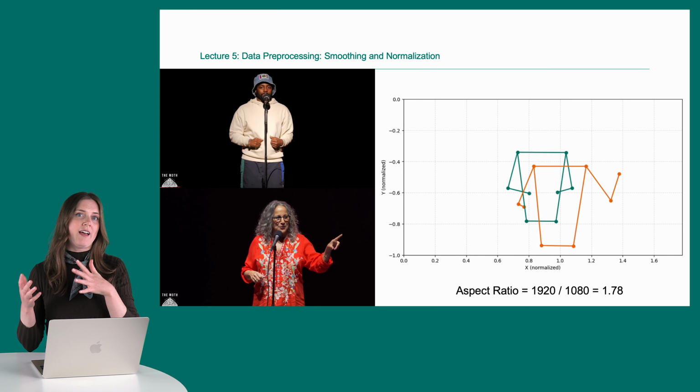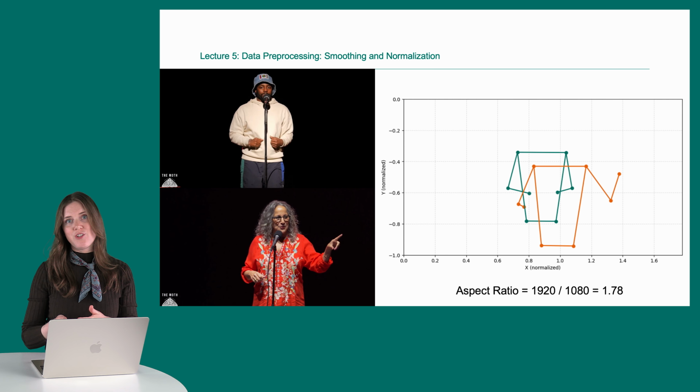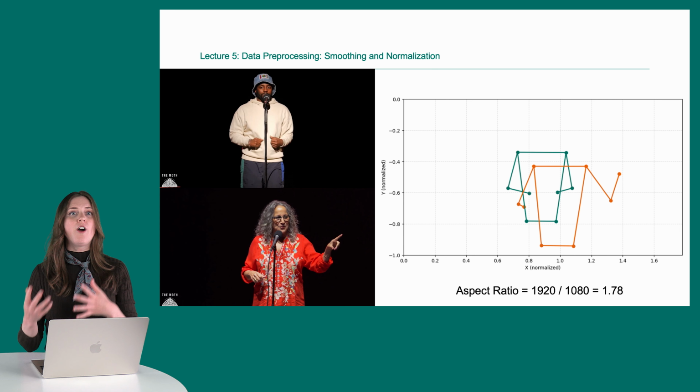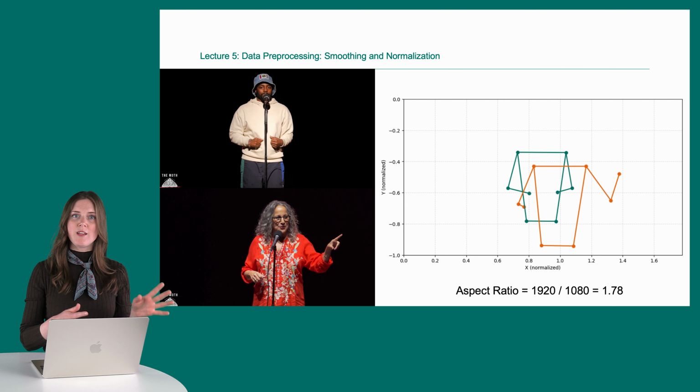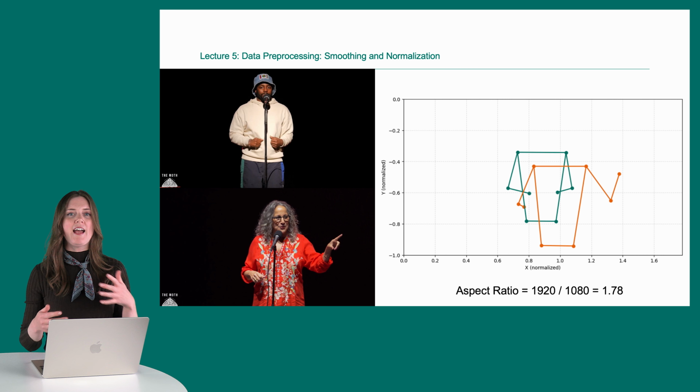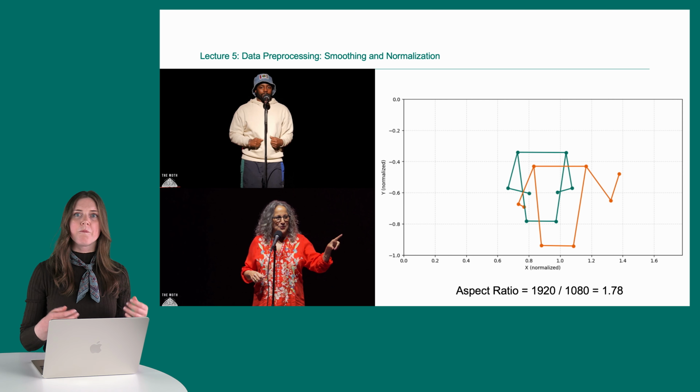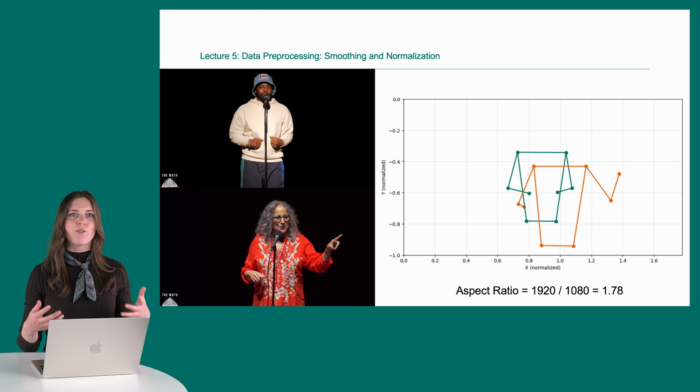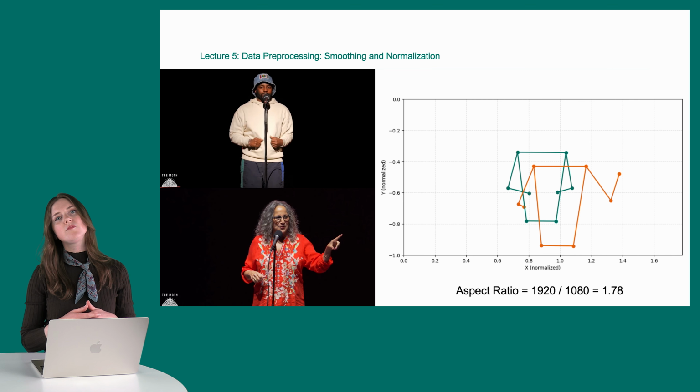Next, we multiplied the x values by the aspect ratio. For example, our videos have a resolution of 1920 pixels wide by 1080 pixels high, creating an aspect ratio of about 1.78. When we multiply the x values by this number, we see that our x-axis now ranges from 0 to 1.78, accurately reflecting the original aspect ratio of the video.